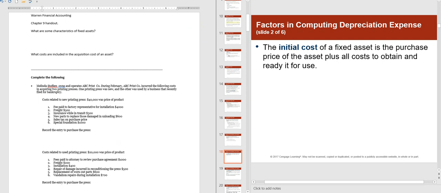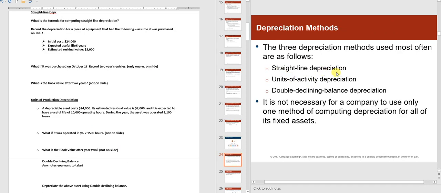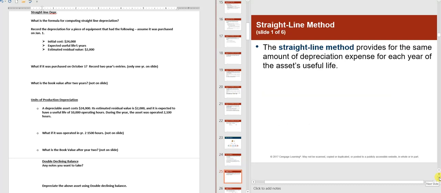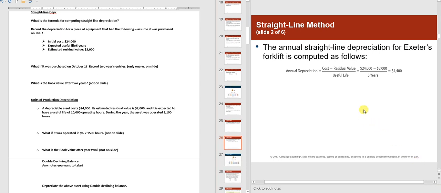These are the 3 methods we're going to do: straight line, units of activity, and double declining balance. Notice I call it units of production. It's the same thing. So we're going to go through all of them, and I have a couple other videos on those too. So the straight line method, you simply take cost minus residual value divided by the life. So in this case, it's cost minus a residual value of 2,000 divided by 5 years is 4,400 a year.